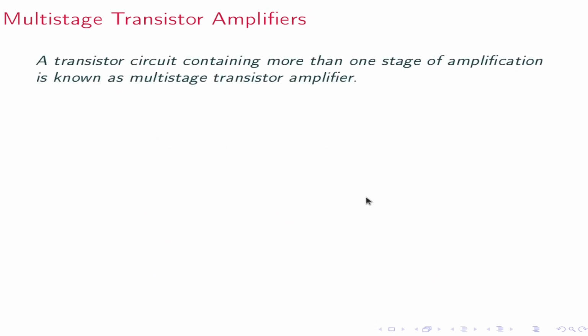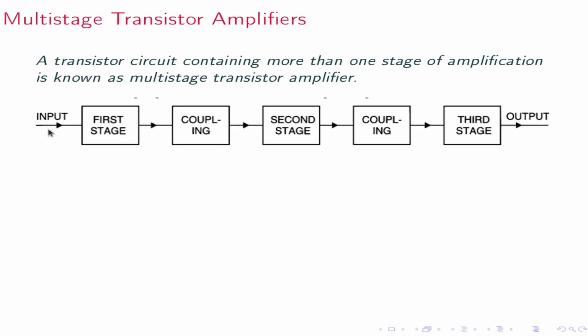Multistage transistor amplifiers. In a multistage transistor amplifier, more than one transistor amplifier circuit exists. It's like this: the input goes to the first stage, then a coupling, connected to the second stage, coupling, third stage, output, etc. So this is a 3-stage transistor amplifier.